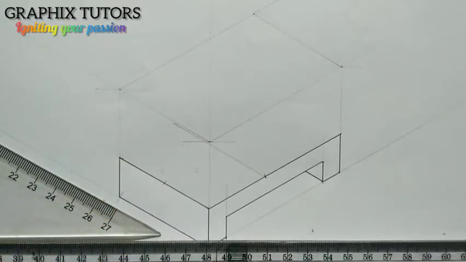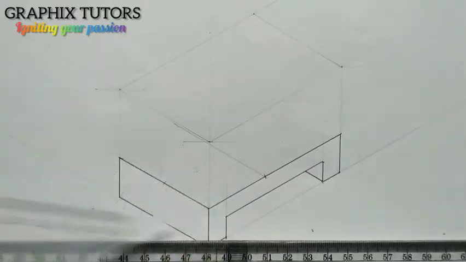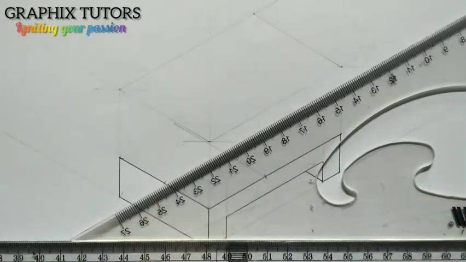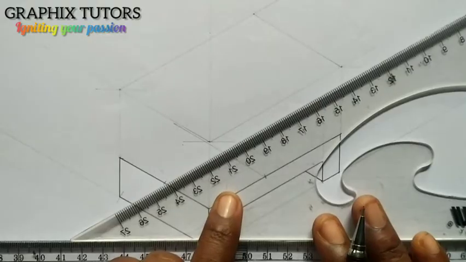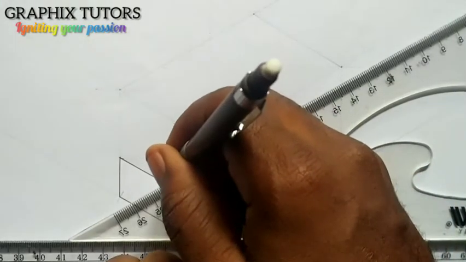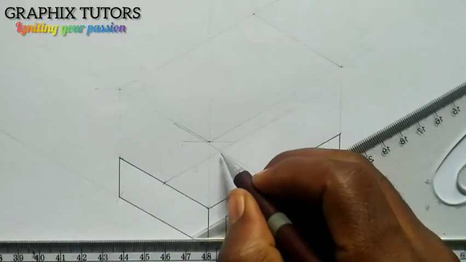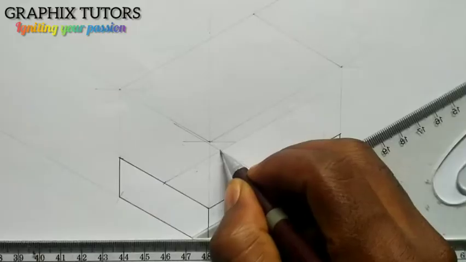Right, so with the help of my set square, I can't draw it this way, so I will turn it to this point here. I'll place it on the line, and I'll draw this. Now this is where both of them met, at this point here.